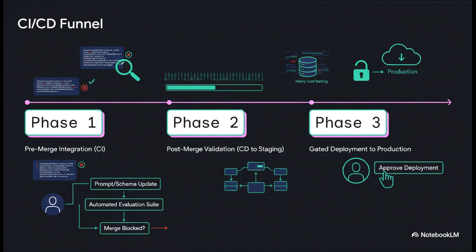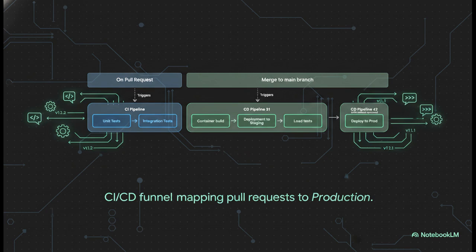The code gets packaged and deployed to a staging environment for heavy load testing and systems integration. Finally, Step 3 is gated deployment to production, which, and this is key, always requires manual human-in-the-loop approval. Notice how code, prompts, and configuration files are all treated as a single composite system here.